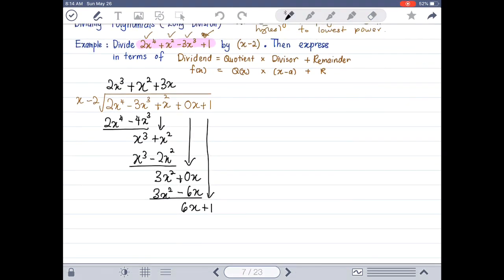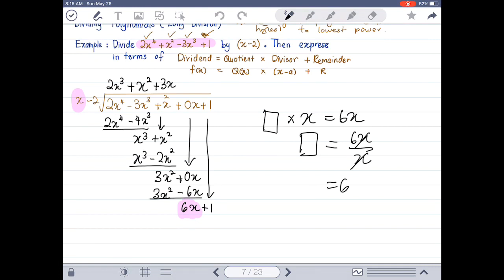Again, the same process goes. What times x should get 6x? What times x should get 6x? So that is 6x divided by x, which is just 6. So we write down plus 6. So plus 6 times x, we should get 6x. Plus 6 times negative 2, negative 12.